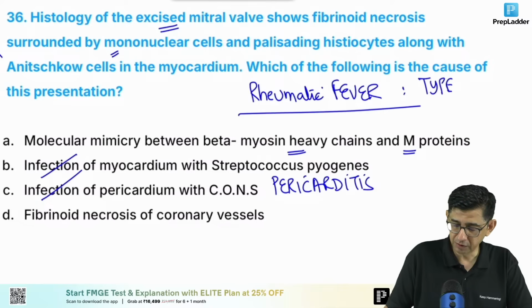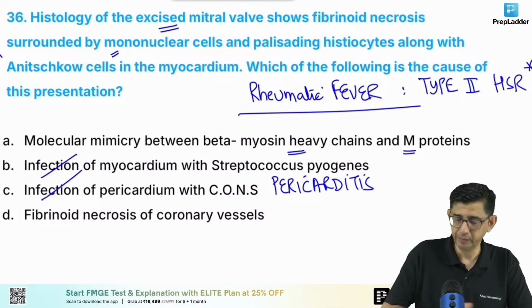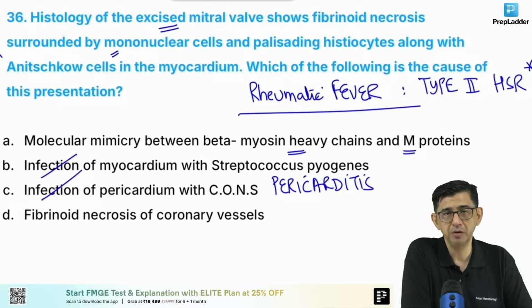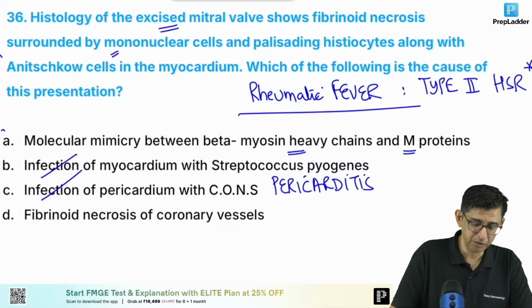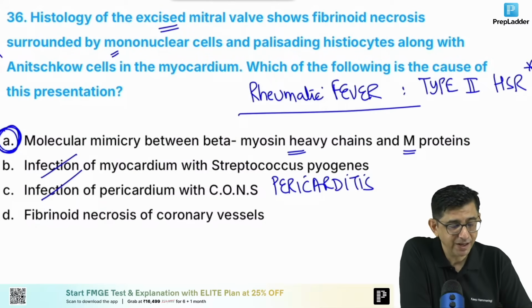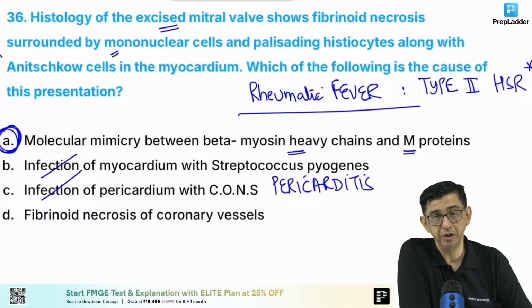Rheumatic fever is another example, like mismatched blood transfusion that is asked for type 2 hypersensitivity, where there is a molecular mimicry. The correct answer in this case is A, and you are right, Amir, in saying that there would be sterile vegetations present here.